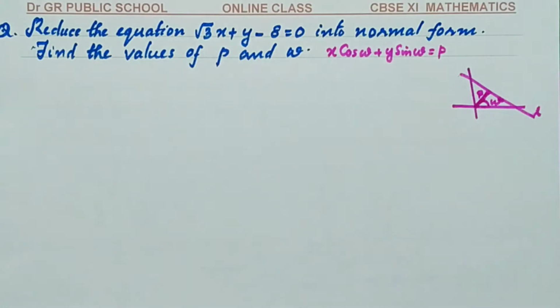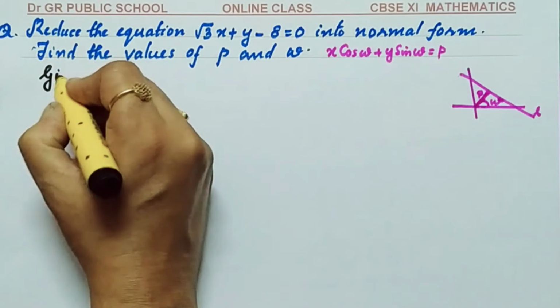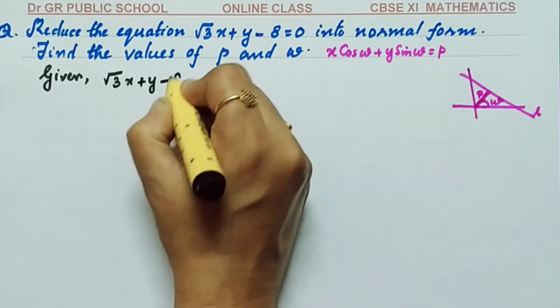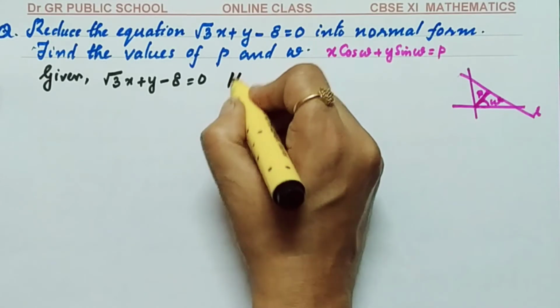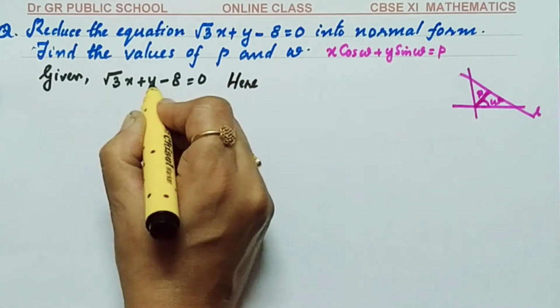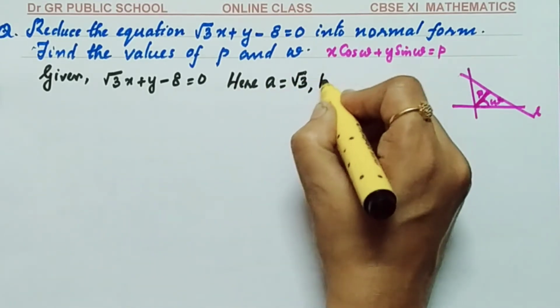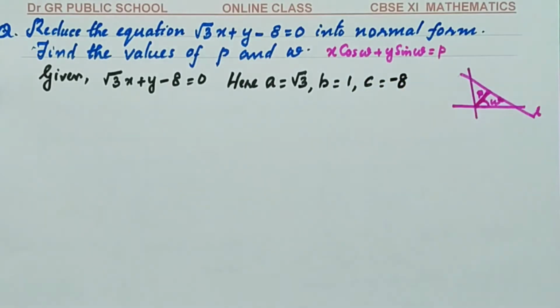Now our question is reducing the given equation in the form ax plus by plus c equal to 0 to normal form. Very important question. The procedure is like this. What is given? Given the equation root 3x plus y minus 8 equal to 0. In the standard form ax plus by plus c equal to 0, a equals root 3, b equals 1 and c equals minus 8. So collect the values of a, b, c from the given equation.